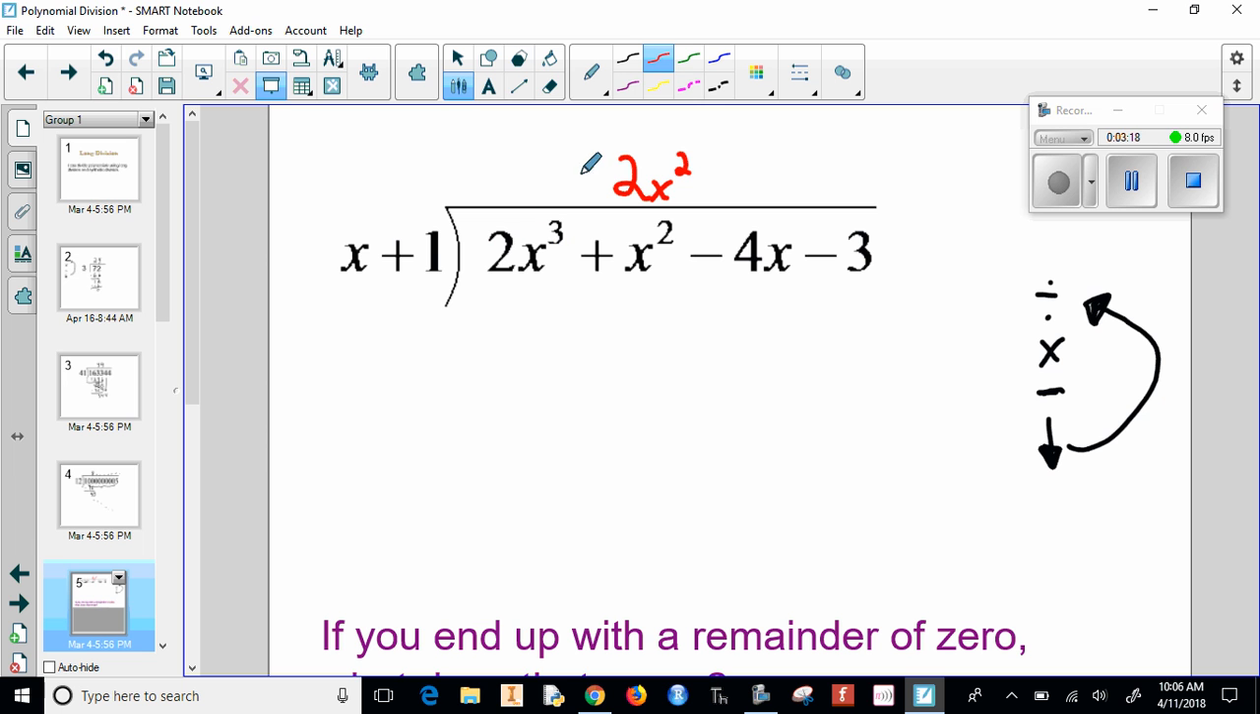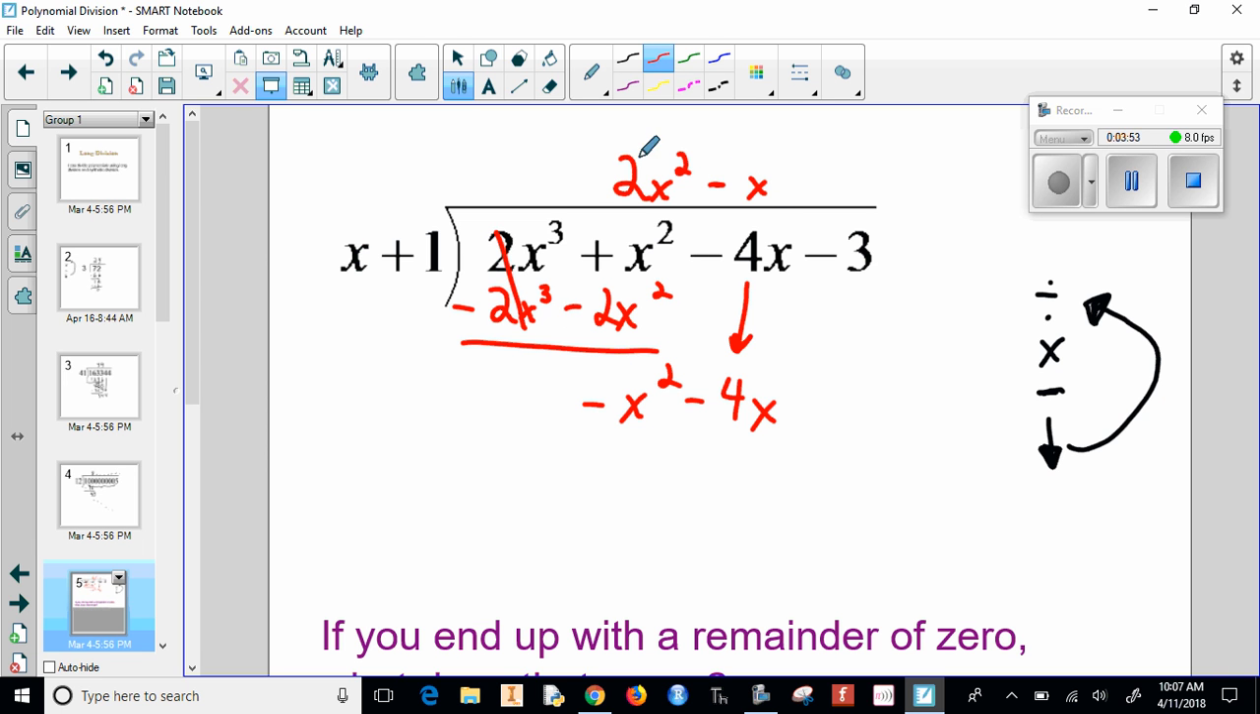Perfect. So when I multiply it out, and now I multiply this times this to get 2x squared. Once I have these lined up, now my next thing is to subtract. So we subtract, that cancels these out, and I'm left with negative 1, because 1 minus 2 is negative 1, x squared. Once I subtract, I bring down the next value, and so it's minus 4x. Now what times x gives us negative x squared? Hopefully you're saying negative x. So when I multiply that, I get negative x squared minus x. After multiplication, we go to subtraction.